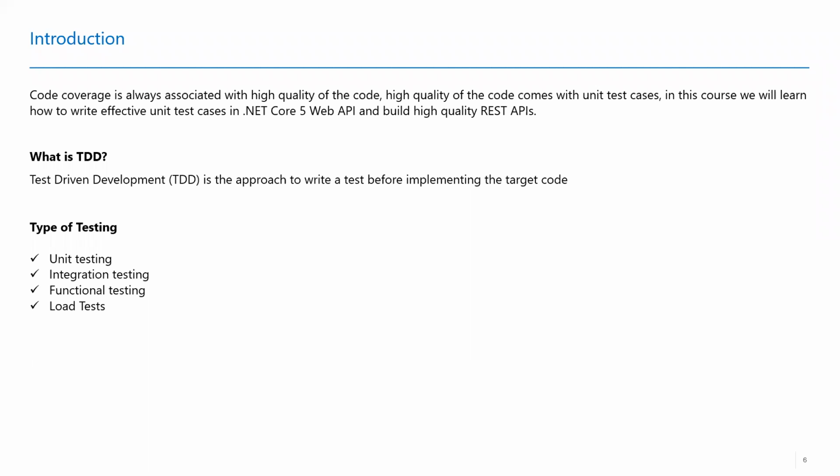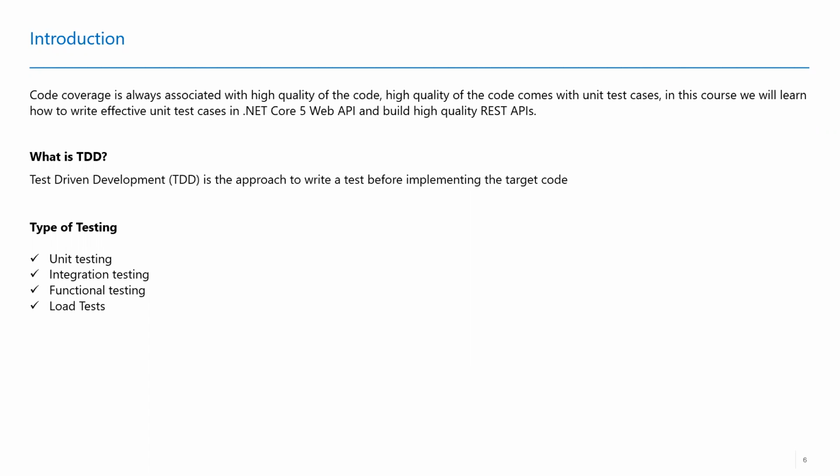You might have seen that code coverage is always associated with high quality code. High quality code comes with unit test cases. That's why unit test cases play a very important role when you are creating enterprise level microservice architecture code. In this course, we will try to understand how to write hundreds of unique unit test cases and automate them using the pipeline. Let's also understand what TDD stands for.